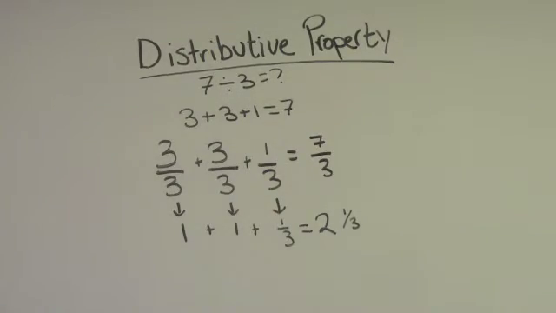The second method is performed using the distributive property. When decomposing 7, there are 2 groups of 3 and 1 group of 1, which becomes 3 plus 3 plus 1. Then, when we divide this by 3, you have 3 divided by 3 plus 3 divided by 3 plus 1 divided by 3. 3 divided by 3 is equal to 1. Then you have 1 plus 1 plus 1/3 equals 2 and 1/3.